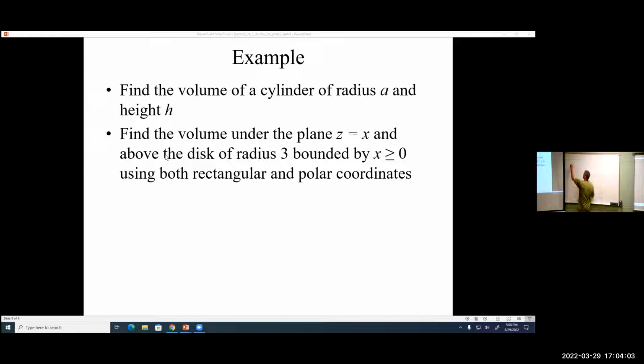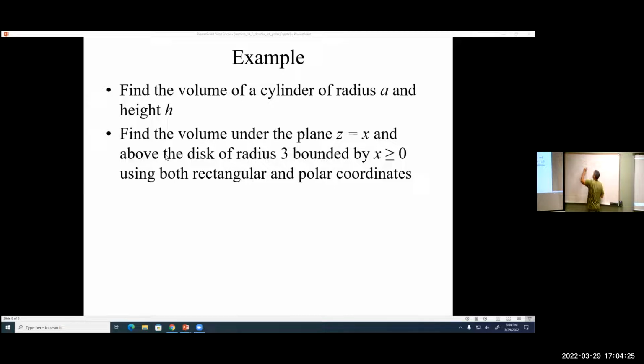So x is greater than or equal to 0, so we're only looking at the right-hand side of the circle. And let's talk about it in rectangular first. Now we're looking under the plane z equals x, right? So the function is just x.